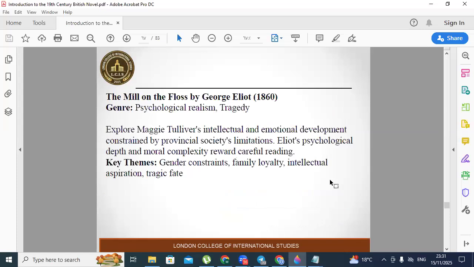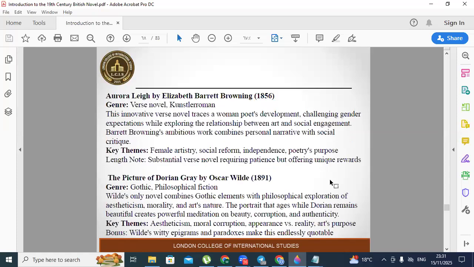The Mill on the Floss by George Eliot, 1860. Genre: psychological realism, tragedy. Explore Maggie Tulliver's intellectual and emotional development, constrained by provincial society's limitations. Eliot's psychological depth and moral complexity reward careful reading. Key themes: gender constraints, family loyalty, intellectual aspiration, tragic fate.